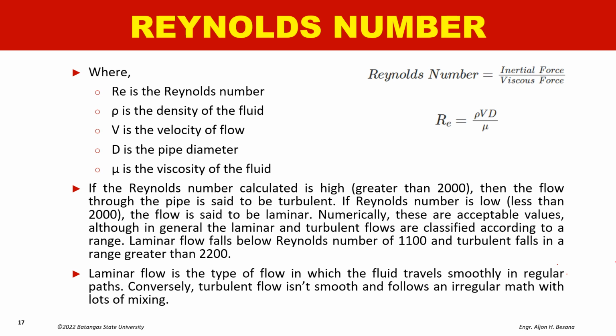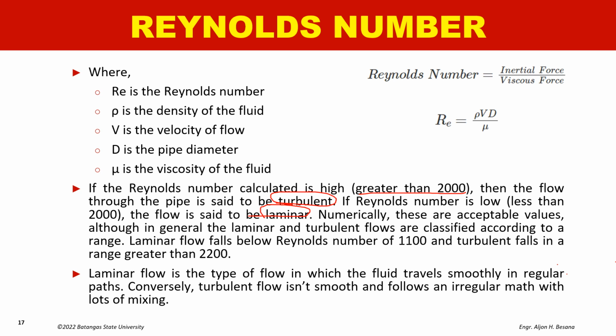Right. If the Reynolds number calculated is higher than 2000, or greater than 2000, then the flow in the pipe is said to be turbulent. If the Reynolds number is lower than 2000, then the flow is said to be laminar. Numerically, these are acceptable values, although in general, laminar or turbulent flows are classified according to a range.